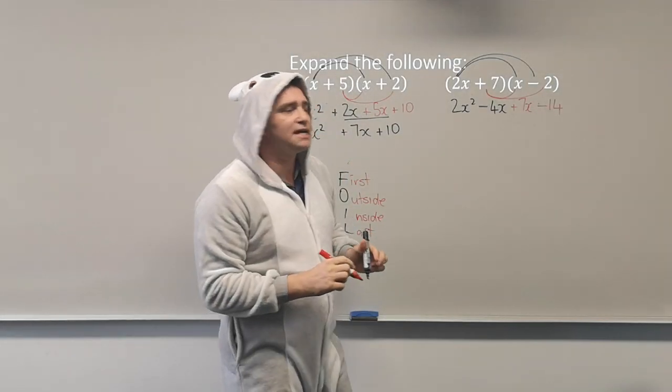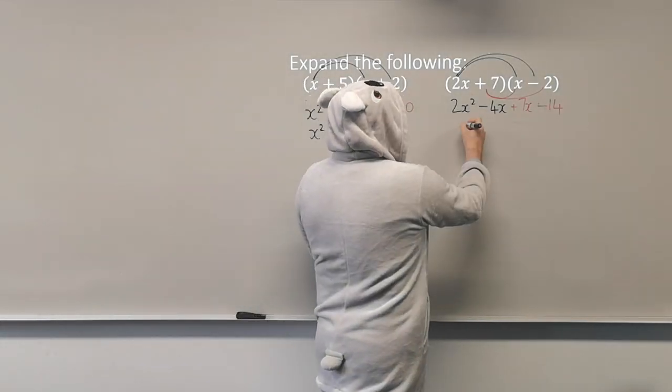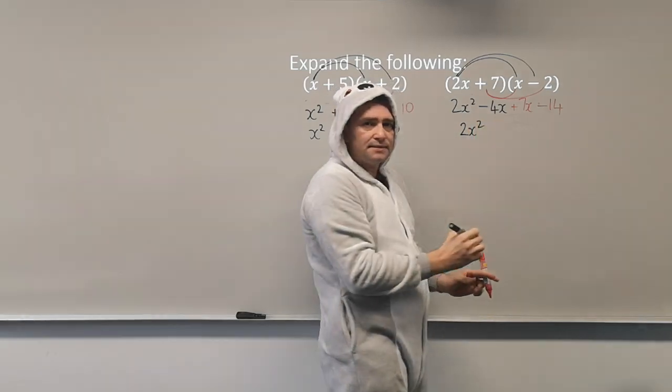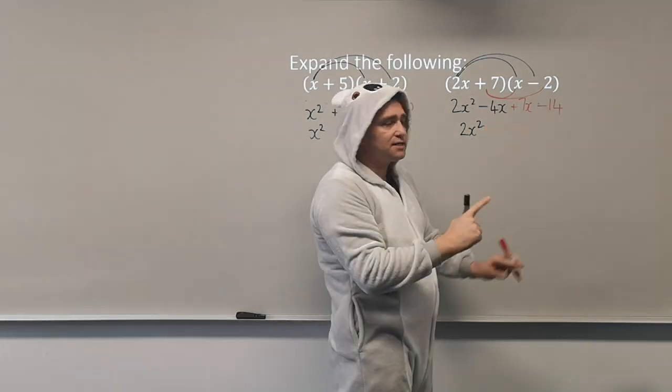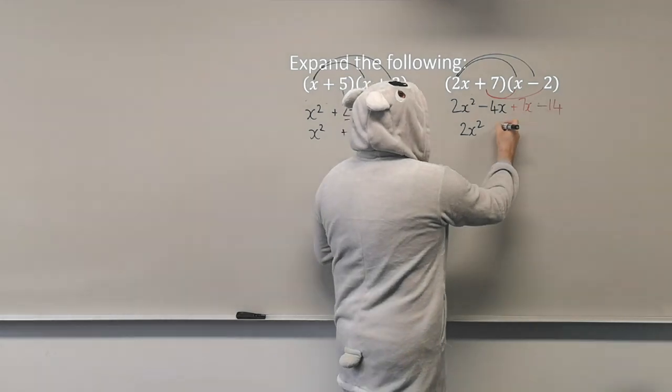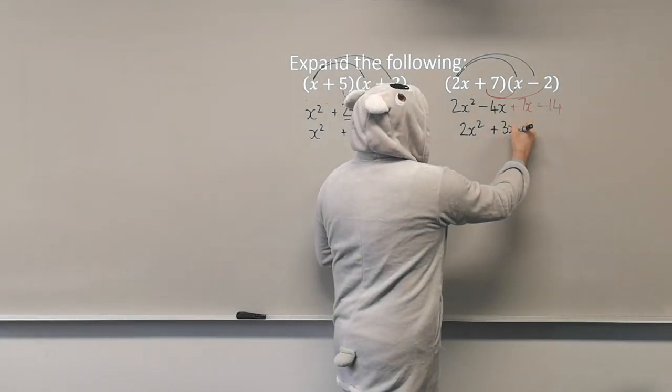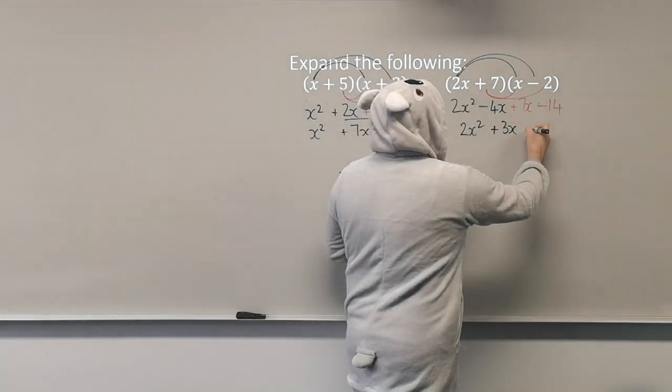Collect our like terms together again. So we have 2x squared, minus 4 lots of x plus 7 lots of x gives us positive 3x, minus 14.